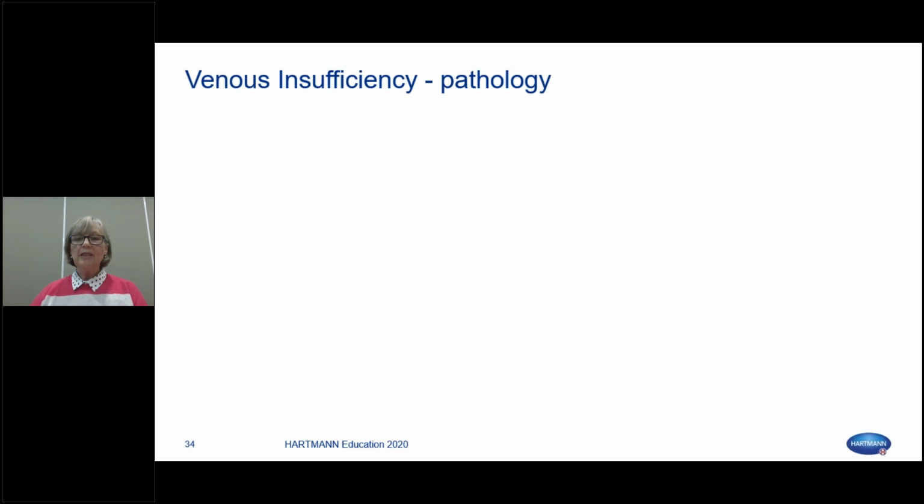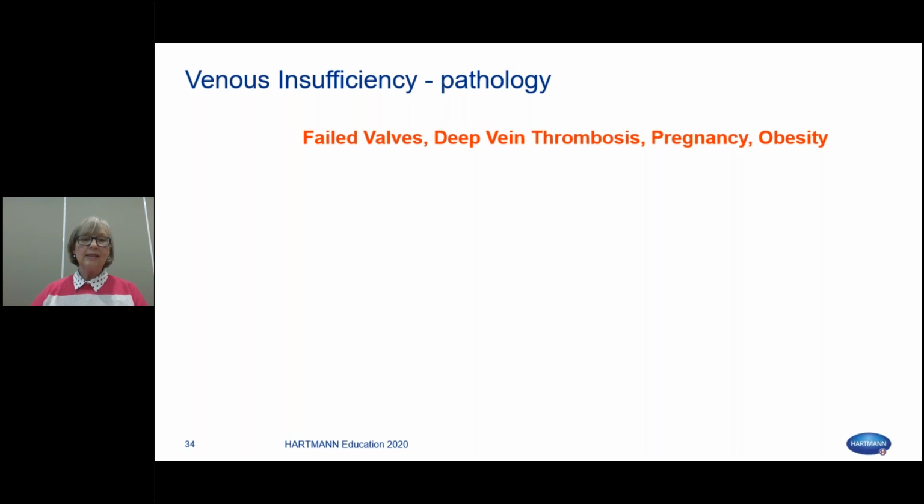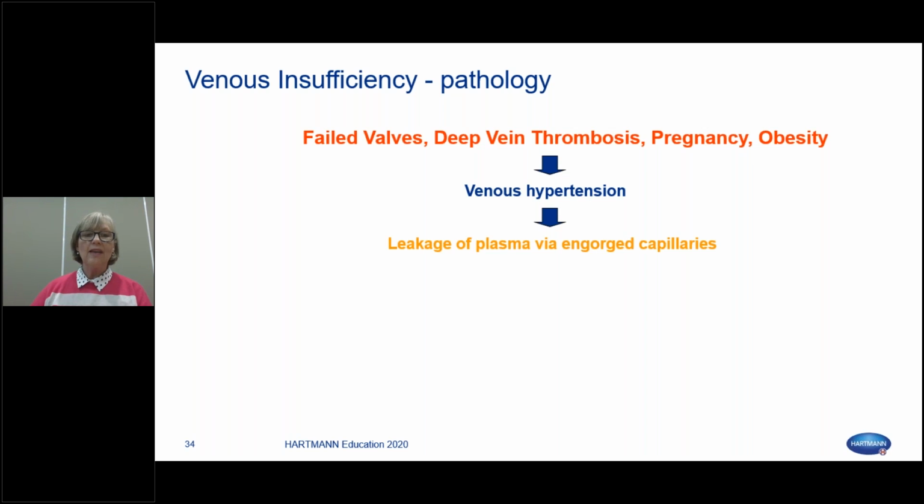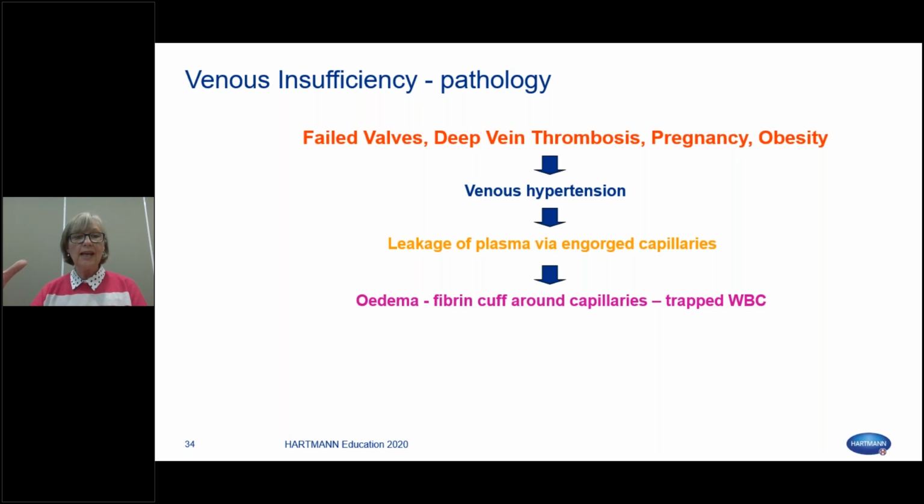So this flowchart demonstrates the impact venous insufficiency has on the body. Failed valves, deep vein thrombosis, or pregnancy or obesity lead to the venous buildup of pressure, or venous hypertension, which then leads to leakage of plasma via the engorged capillaries into the surrounding tissues, which then in turn leads to this edema, which sitting in the tissues has the ability to build up this fibrin cuff on the capillaries, preventing the fluid getting back into the circulation again.